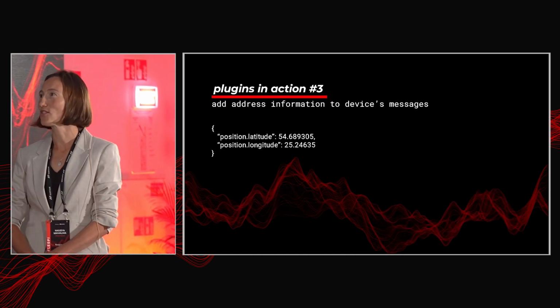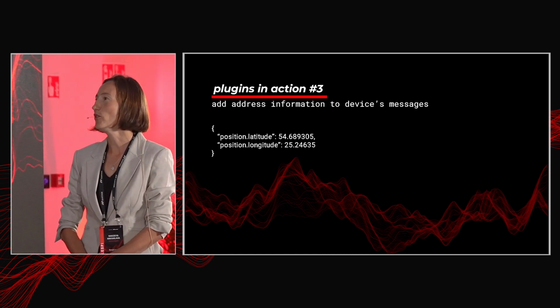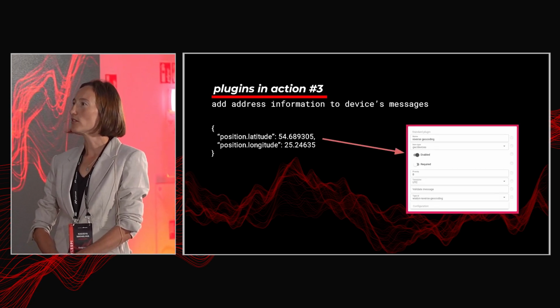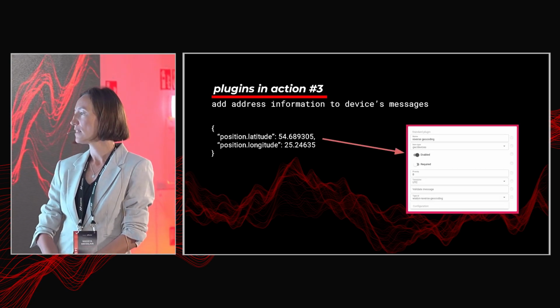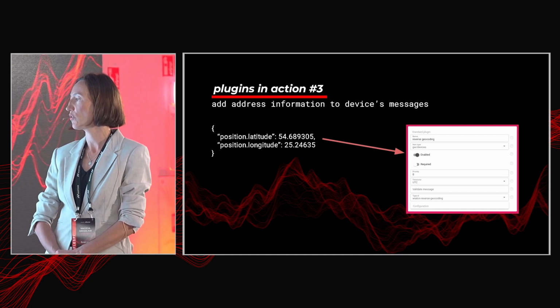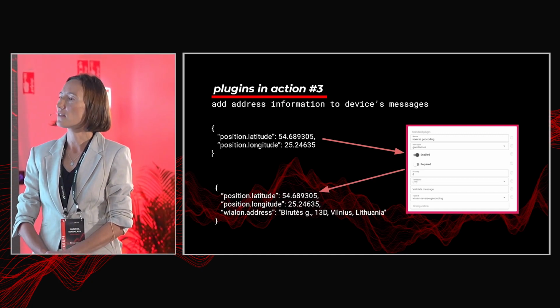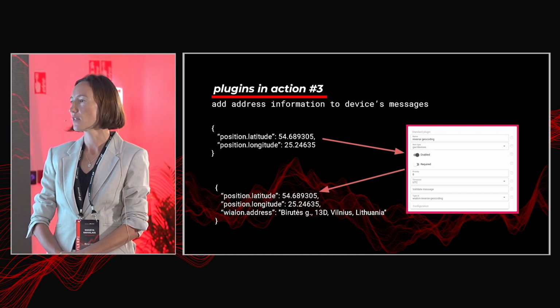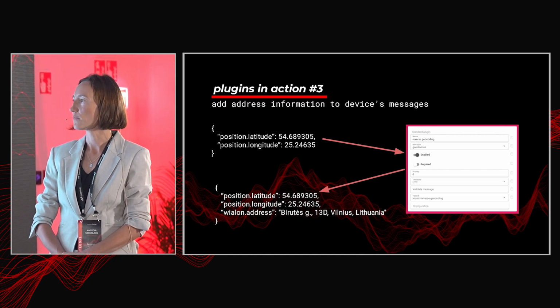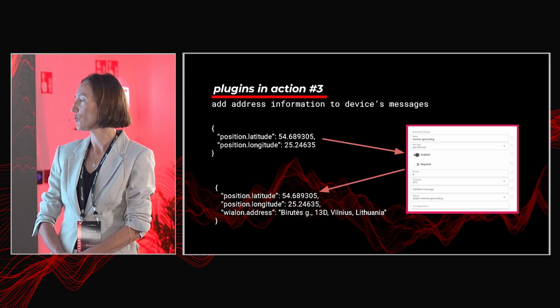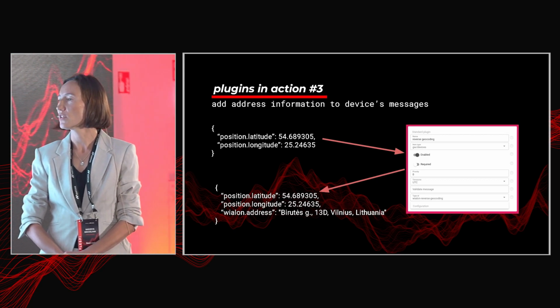Another example is an example of reverse geocoding. I have a message with position, and I have a plugin that applies well-known reverse geocoding functionality and resolves the address and adds the address as a VLON address parameter into the message. We in flespi have not only a VLON geocoding plugin, but a series of others.